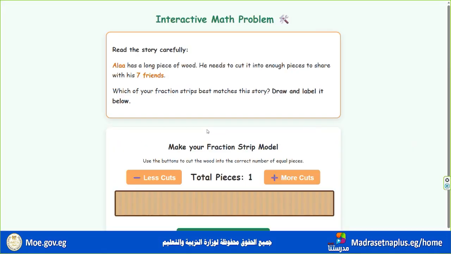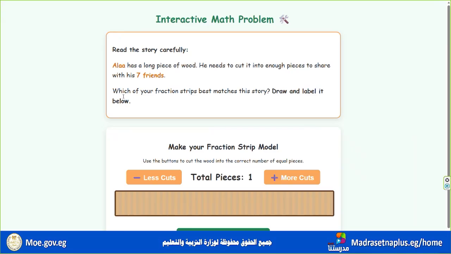Now we have sentences. You should read them carefully. First one, Ala, looks like my name. Ala has a long piece of food. He needs to cut it into enough pieces to share with 7 friends. So how many pieces? 7 pieces? No, take care. Share it with, that means Ala will get a piece of it too.